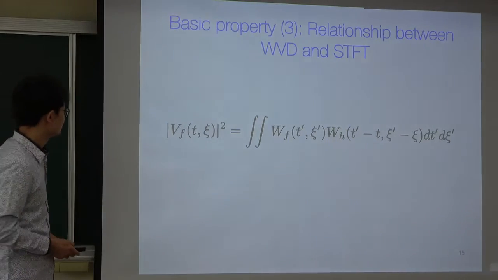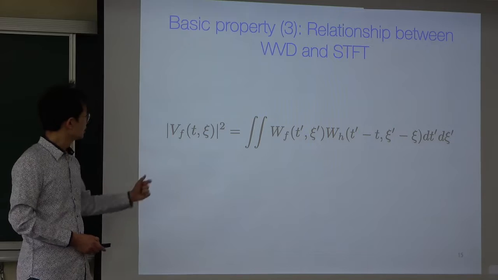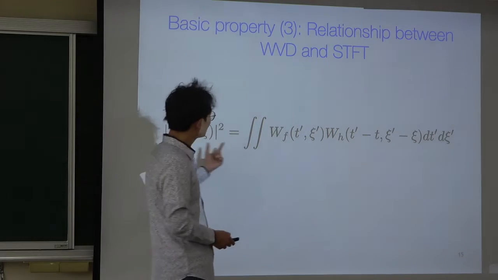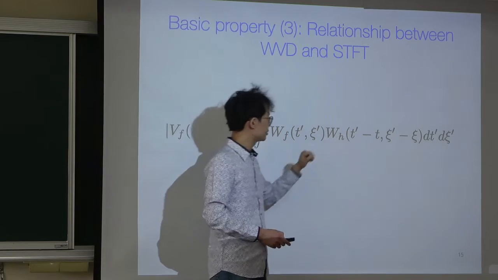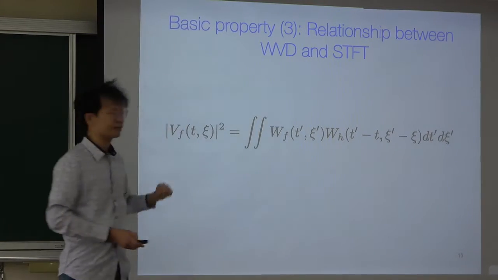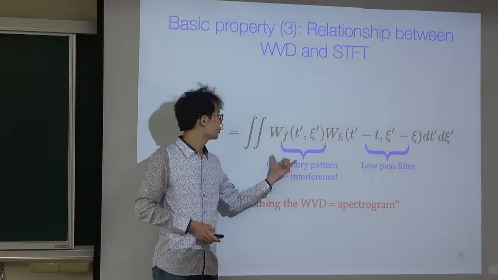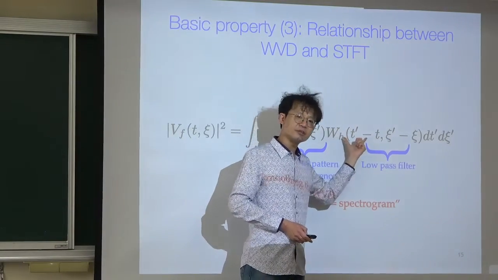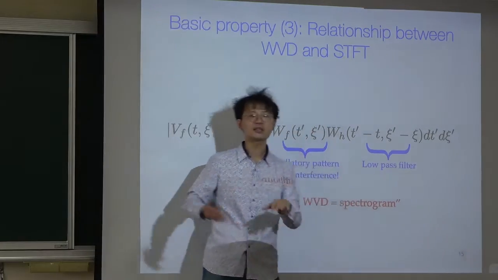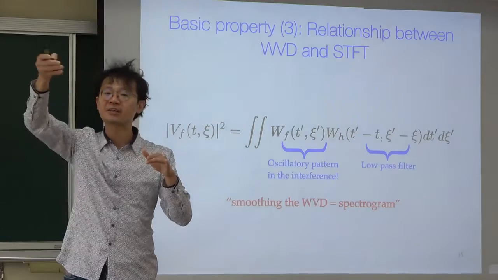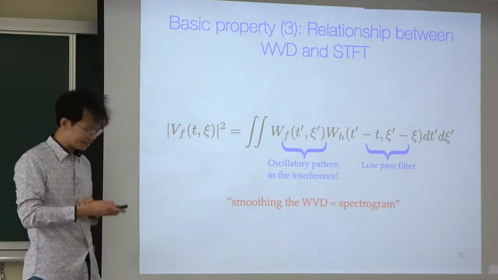If you take a look at the short-time Fourier transform or spectrogram, it turns out to be very interesting. The short-time Fourier transform is nothing but the Wigner-Ville distribution convolved with the Wigner-Ville distribution of a Gaussian window. And this is the window that is used in short-time Fourier transform. So you see, there will be some oscillatory Moiré pattern in the Wigner-Ville distribution, and the Wigner-Ville distribution of the Gaussian window, or the window you choose, will play the role of a low-pass filter, so that the Moiré pattern high frequency fluctuation will be cancelled out. So it is a way of smoothing the Wigner-Ville distribution, and that's called the spectrogram.